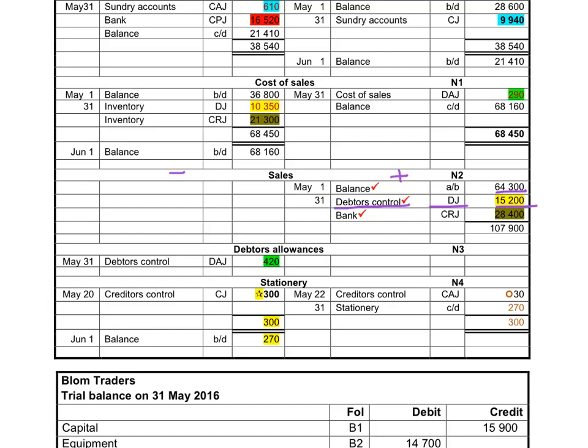The cost of sales account will be opened with a balance on the debit side because it's an expense. We sold goods and the cost price of these goods was 10,350. So we will debit the cost of sales account to increase the expense. The account that will be credited will be the inventory account. So we indicate that this double entry will be found in the inventory account.